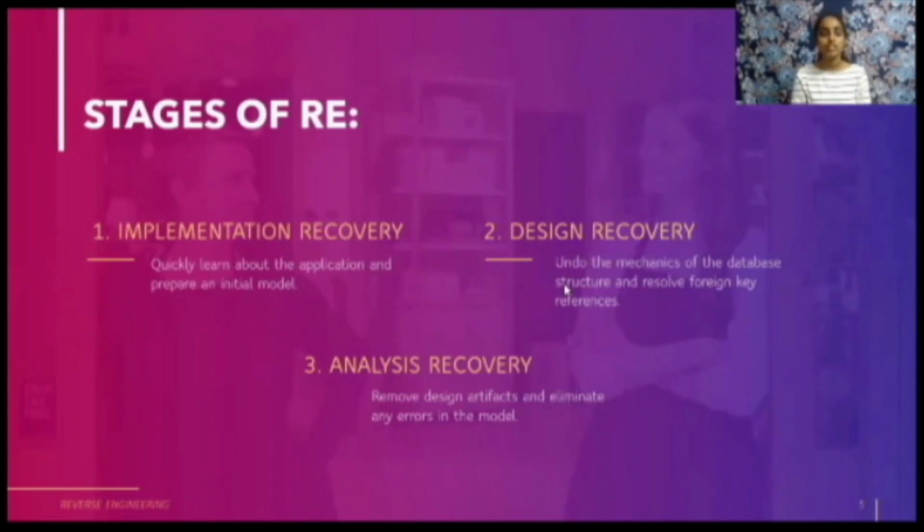You can reverse engineer by constructing models that describe the existing software and pre-assumed intent. This process has three main stages: implementation recovery, design recovery, analysis recovery. See, implementation recovery is where you prepare an initial model that forms the basis for reverse engineering, because the initial model will serve as a reference, right? It should purely reflect the implementation and have no inference.